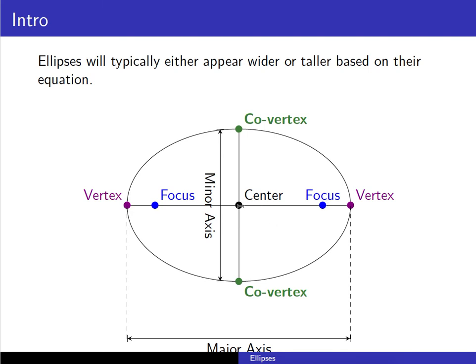And same thing with the distance from the center to this vertex is going to be the same as the distance from the center to this vertex. The axis that goes through the center that's perpendicular to the major axis is called the minor axis, and the major axis for an ellipse will always be longer than the minor axis. And the endpoints of the minor axis, where the minor axis hits the ellipse, they're called co-vertices, and the distance from the center to this co-vertex is the same as the distance from the center to this co-vertex.